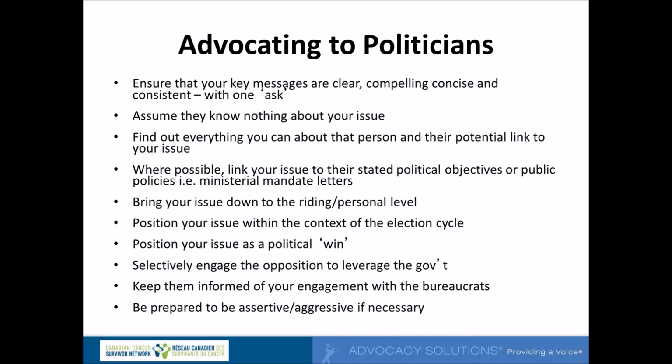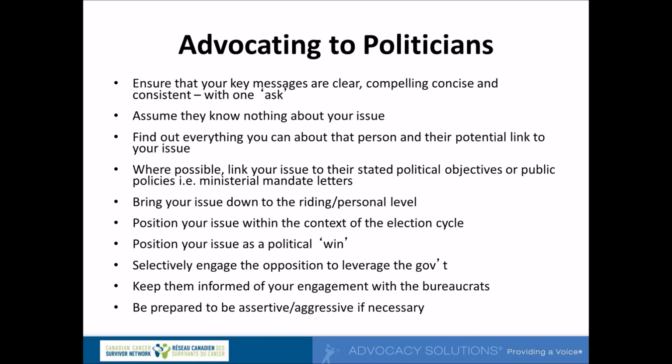When you're advocating to politicians, obviously you want your key messages. You need to assume they know nothing about your issue. This is a bit of a summary of what we've talked about. Find out everything you can about them. Link to their objectives, as I said a moment ago. Where possible, bring the issue down to the riding level or the constituency level.